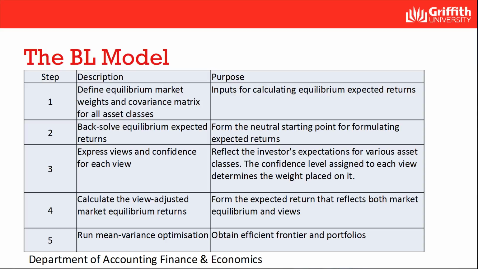The fourth step is to calculate the view-adjusted market equilibrium returns, and we form the expected return that reflects both market equilibrium and views. And lastly, we run the mean variance optimization to obtain the efficient frontier and portfolios.